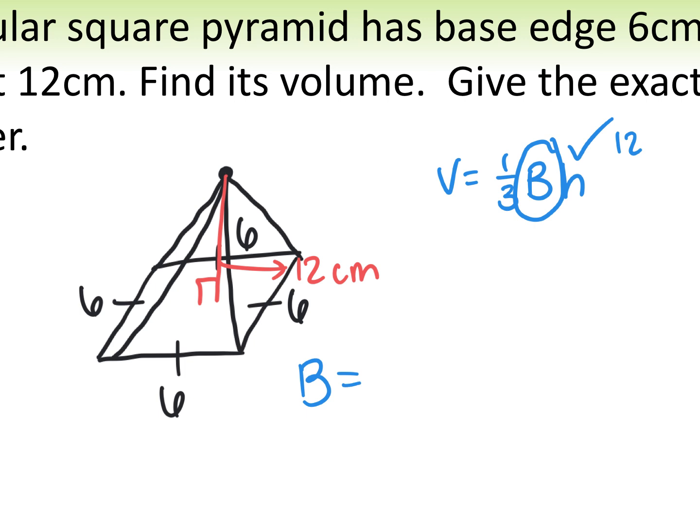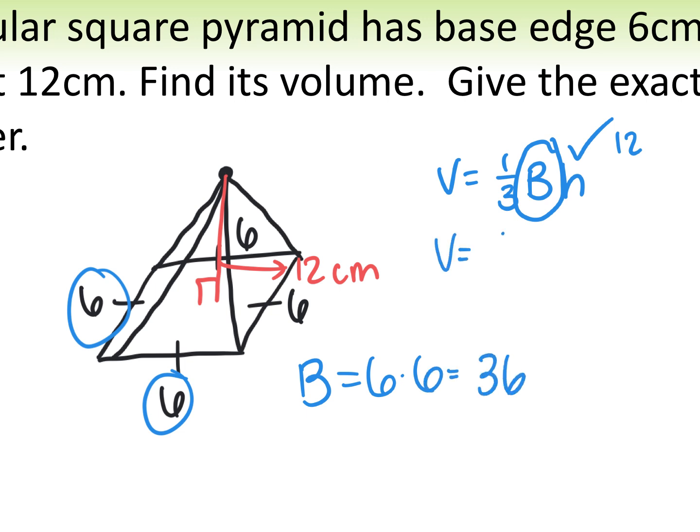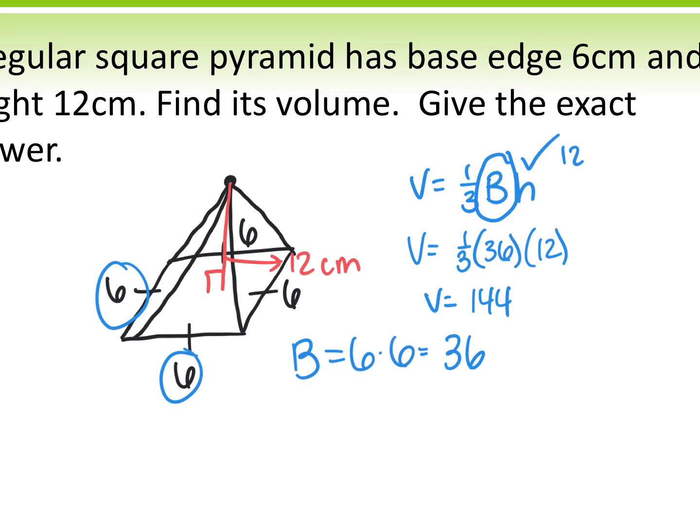Our base is what shape? A square. And how do you find the area of a square? You multiply the sides by themselves. Because it's normally, like for a rectangle, length times width. But if they're the same value, you're just multiplying that side by itself. Do you guys agree? So it'd be 6 times 6. What's 6 times 6? 36. So all I'm doing is I'm saying the volume is 1/3 times 36. And then what was the height? Times 12. Plug it into your calculator, and you should get that your volume is 144 centimeters cubed.